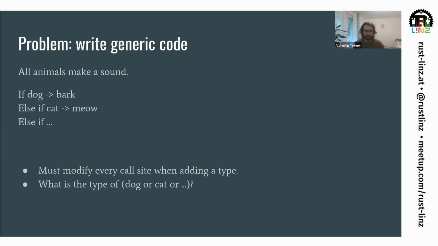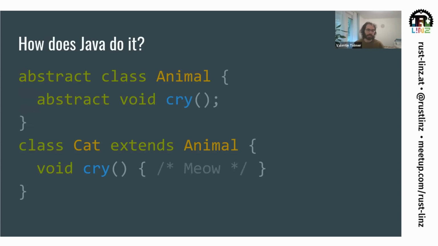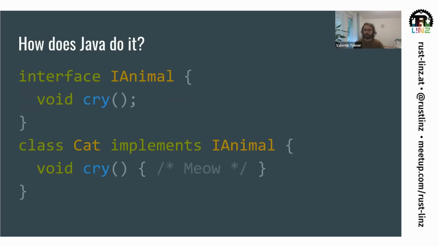So let's have a look at how Java does it. So Java, usually you would write an abstract class animal, and you would define a function cry that is what animals do. And then you can create a class cat that extends animal, that inherits from animal, and then implement that function cry. You don't have to do it through an abstract class. You could do it through a concrete class, even though it's usually bad style, or you can do it through an interface, which is a bit like an abstract class, except that it cannot have fields.